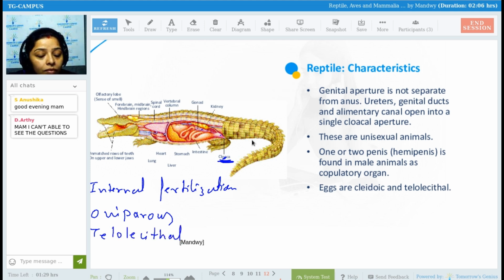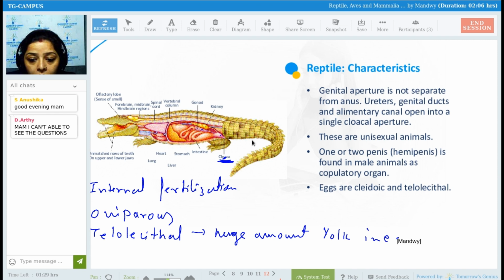Polylecithal. A huge amount of yolk in the egg. Eggs are polylecithal.